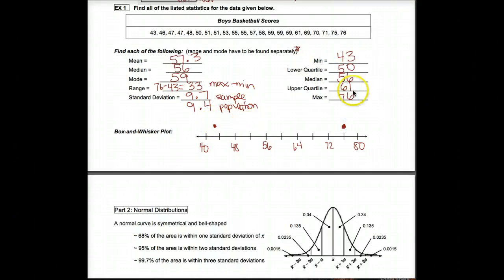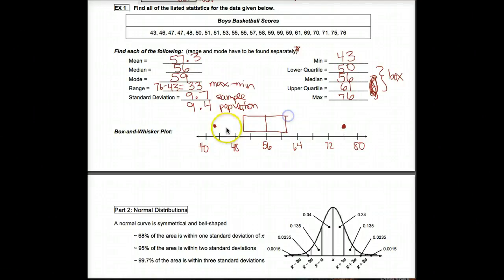Then I make my box. My box comes from the median. Oops, I didn't draw that right. From the median, the lower quartile, and the upper quartile. So 50 would be right here, the lowest part of my box. The median is 56, so exactly there. And the upper quartile is 61. Well, this one would be 60, so it's a little above that. And I draw my box.